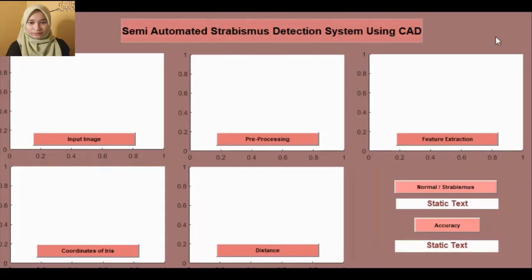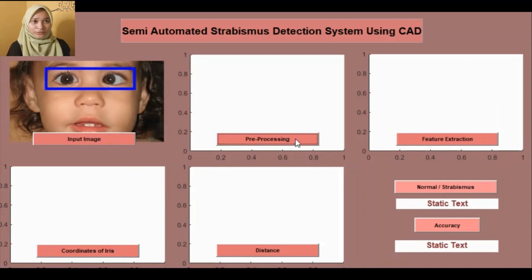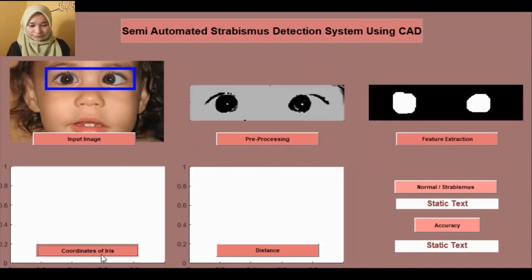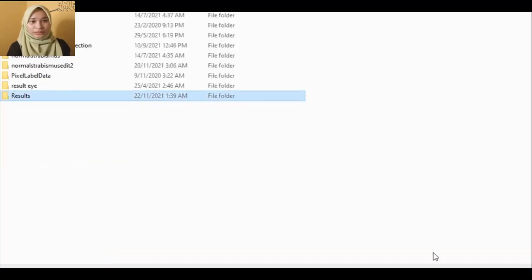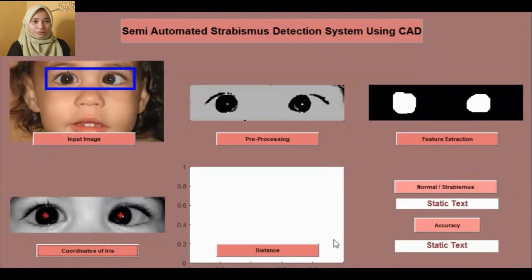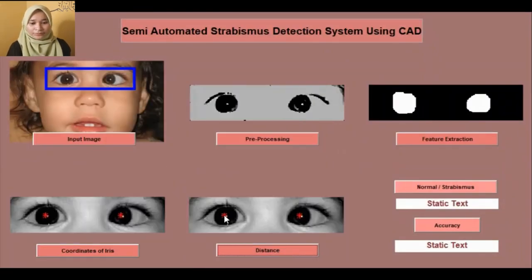Okay, so this is the GUI system where the user needs to click the push button and it will display all the information needed. For the coordinates, the user needs to select the result folder to save the image, and to get the coordinates, the user needs to manually click the red dot. For the distance, the user needs to manually create the line ROI from the center of the iris to the inner corner of the eye to get the misalignment measurement, and then the system will classify whether the individual has strabismus or not.